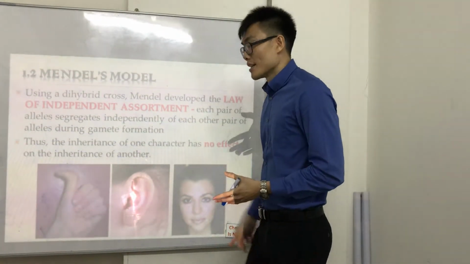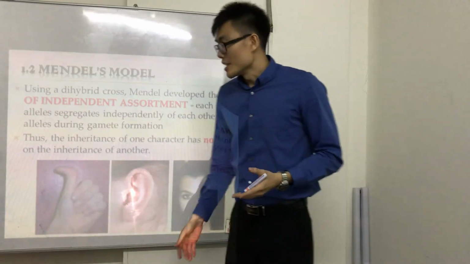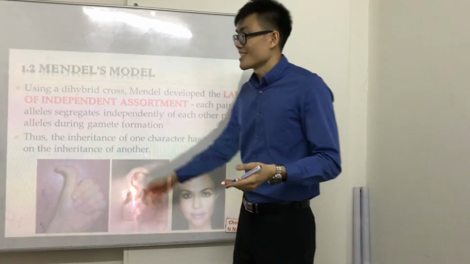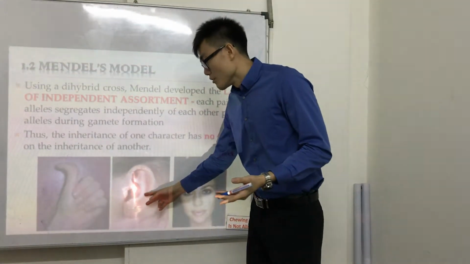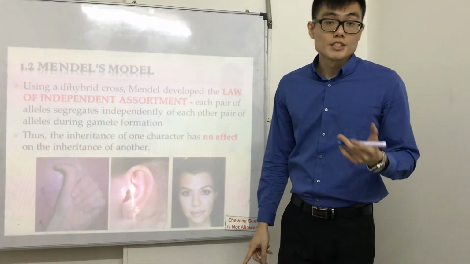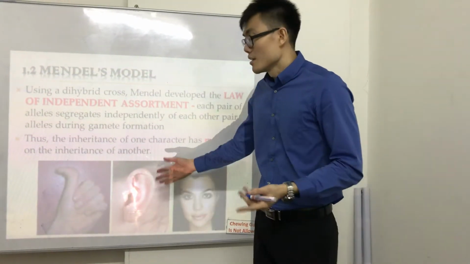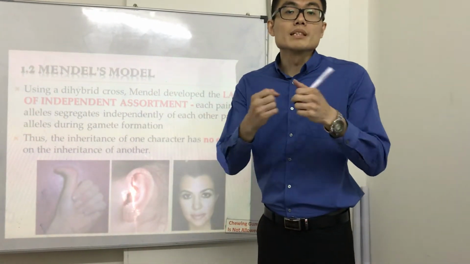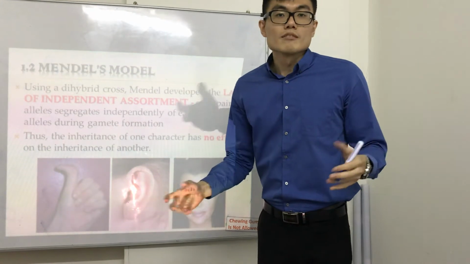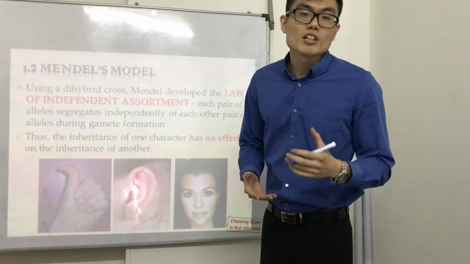That's why you can see that people with a hitchhiker's thumb will not necessarily have free earlobes. Those with free earlobes will not necessarily have a widow's peak. Why? Because all of these genes that control these characters are segregated randomly during the formation of gametes.